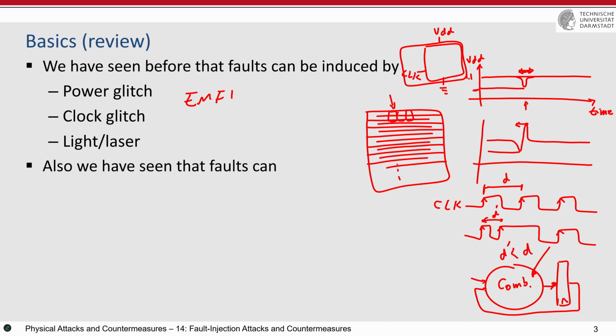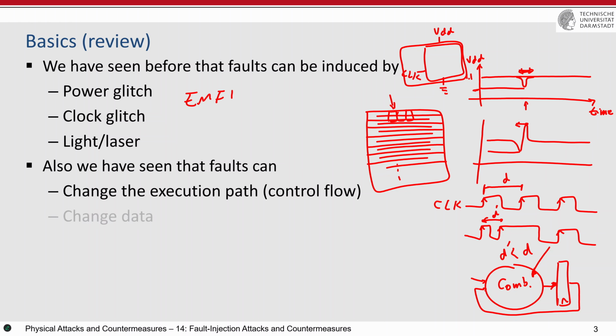We have also seen some effects that these fault injection facilities can change the execution path. As I said, you can sometimes skip some instructions in microcontrollers. You can directly change the data. Usually you change the data either directly in the register, for example, as I said, by the laser beams, or the value which is computed by the combinational circuit is wrong, and then the wrong value will be stored in the register.